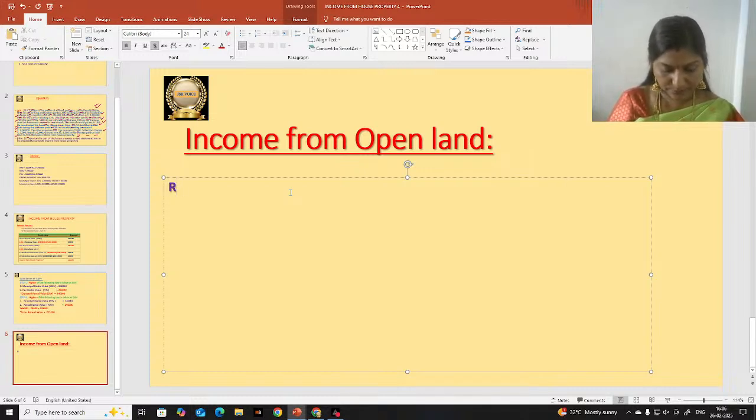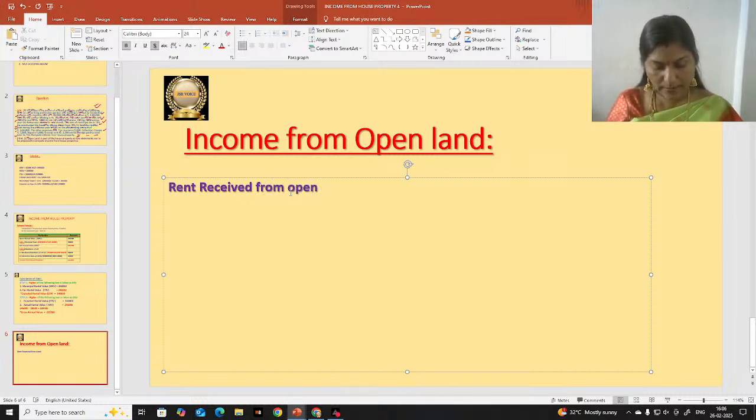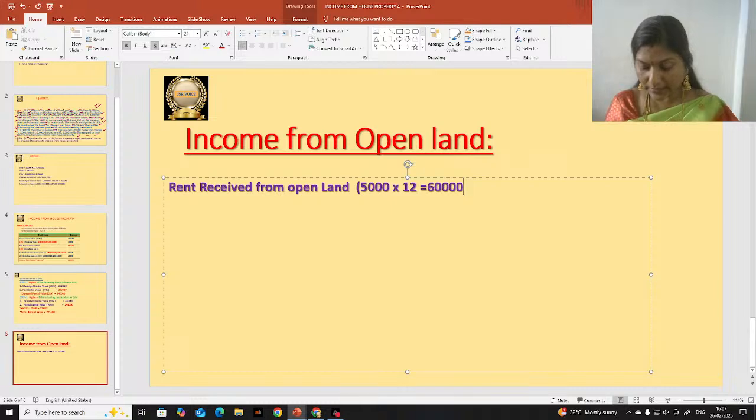Rent received from open land. Every month, how much is he receiving? 5,000 rent. So 5,000 into 12. How much will we get? 5,000 into 12. Students, you can do the calculation. Okay, so 60,000. So we are getting that rent as 60,000. So he is collecting 60,000 rent from open land.